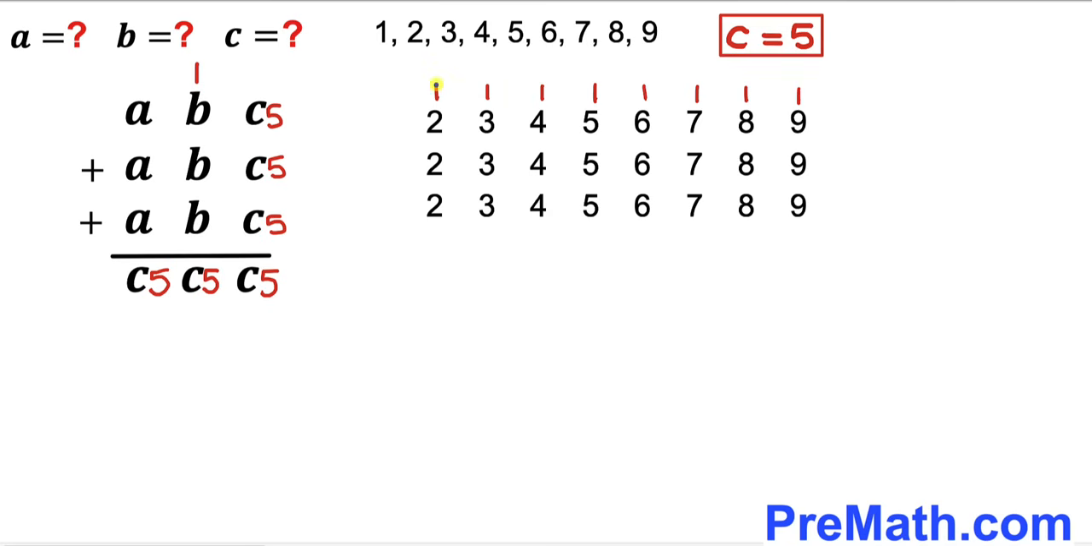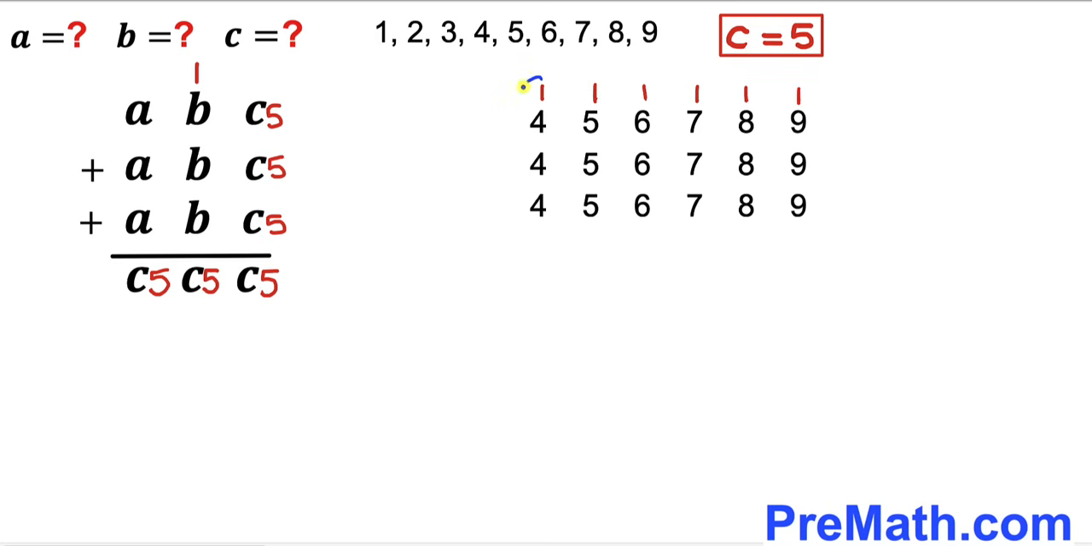And now we are going to add 1 plus 2 plus 2 plus 2, and that is going to give us 7, and 7 is not the same as 5. And now we are going to add 1 plus 3 plus 3 plus 3, that is going to give us 10. That means this digit at ones is 0, and 0 is not the same as 5. We are going to rule out this option as well.